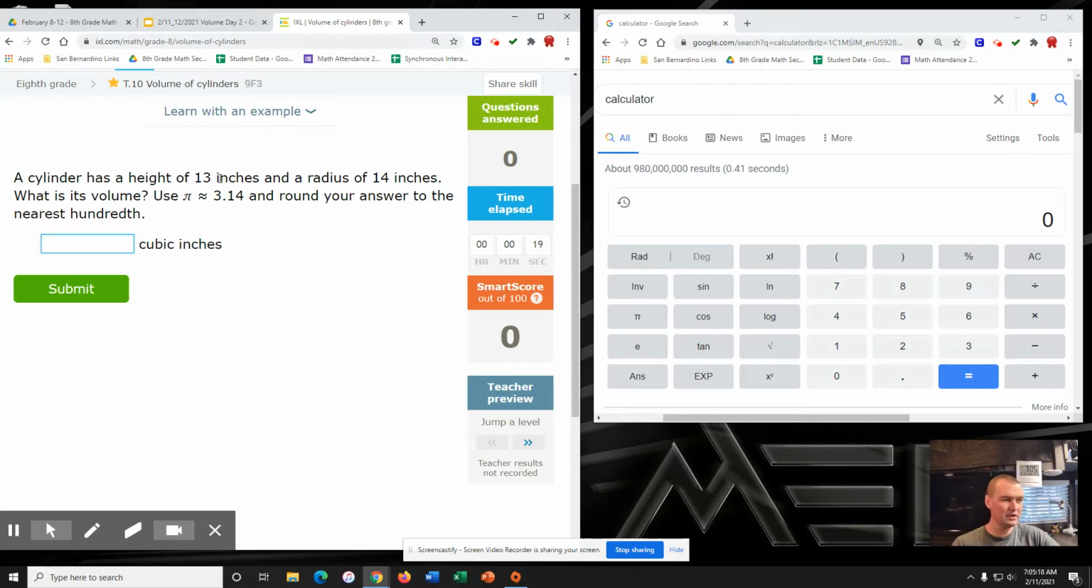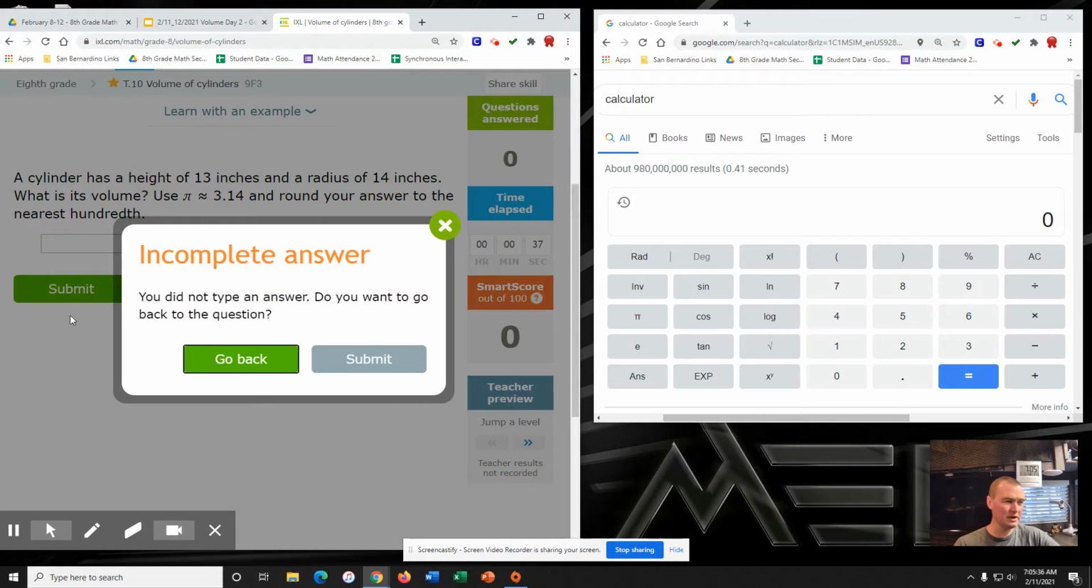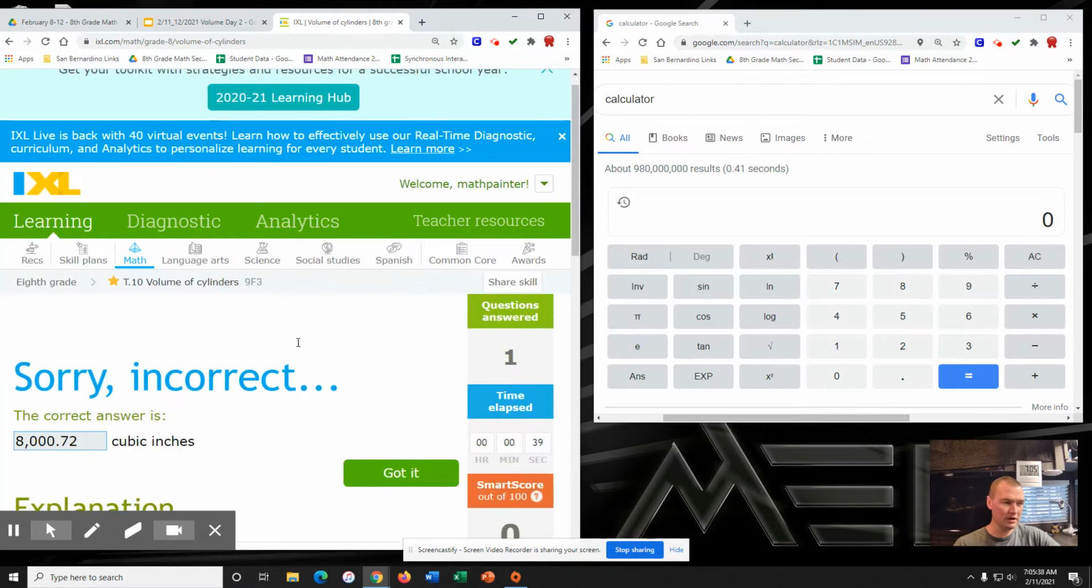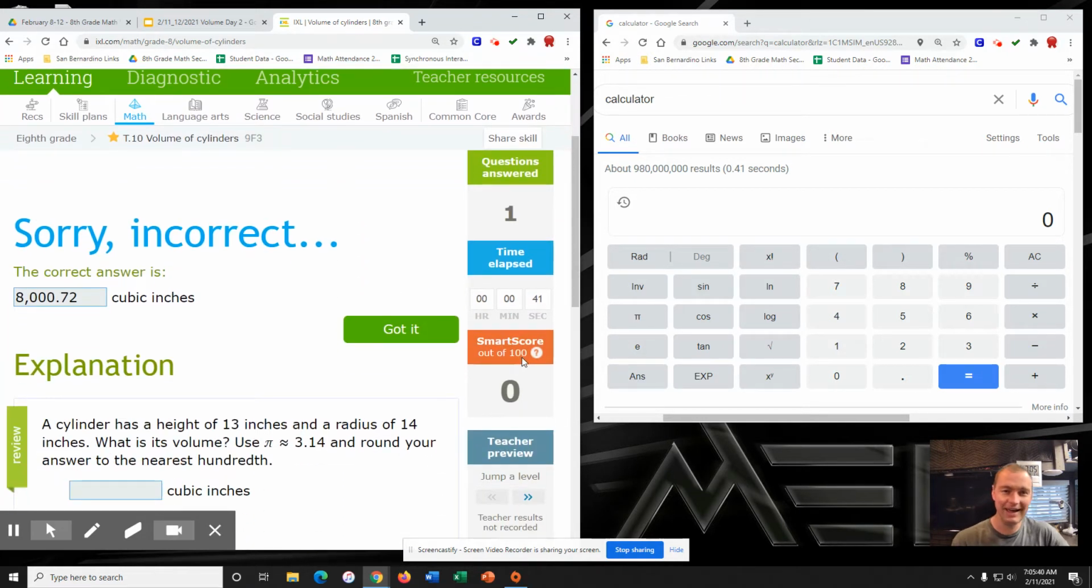A cylinder has a height of 13 inches and a radius of 14 inches. What is its volume? Use pi equals 3.14 and round your answer to the nearest hundredths. By the way, the nearest hundredths is 2 decimal places over to the right. All right, so I'm not sure what to do, so I'm just going to hit submit. I'm going to go ahead and get it wrong. It says, sorry, incorrect. I still got a 0.